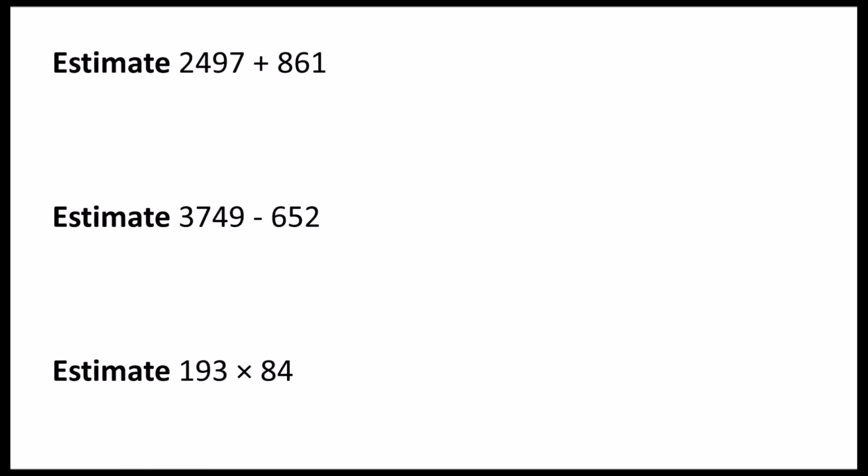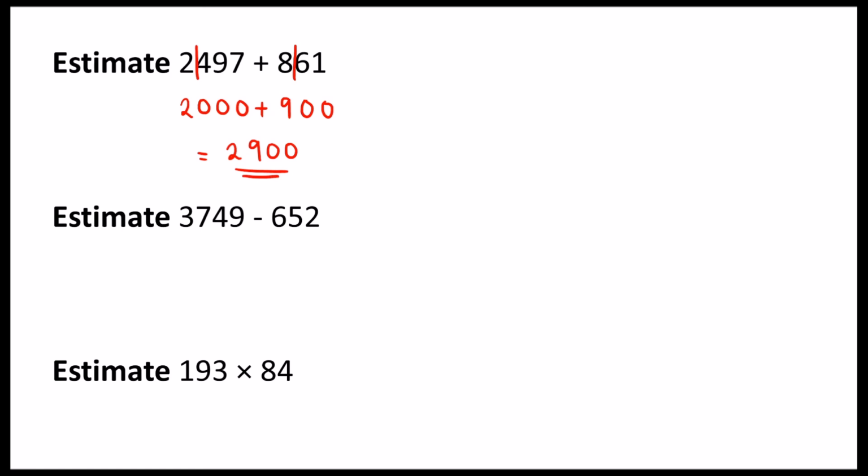2,497 added to 861. I know to one significant figure that 2,497 would be 2,000, and to one significant figure 861 would get rounded up to 900. So I need to work out 2,000 added to 900. That would give me an estimate of 2,900 as my answer.